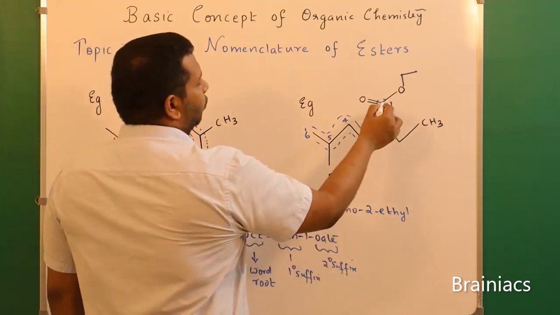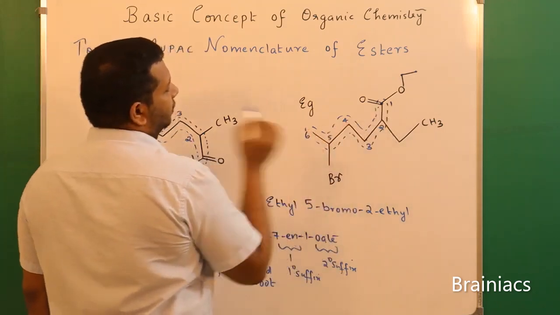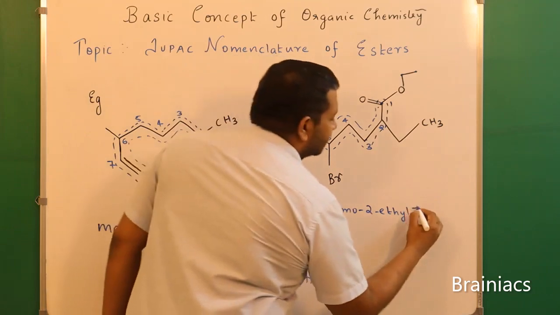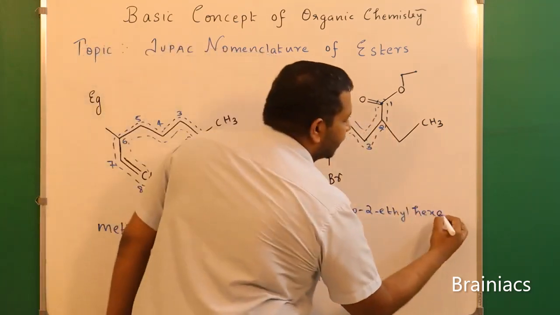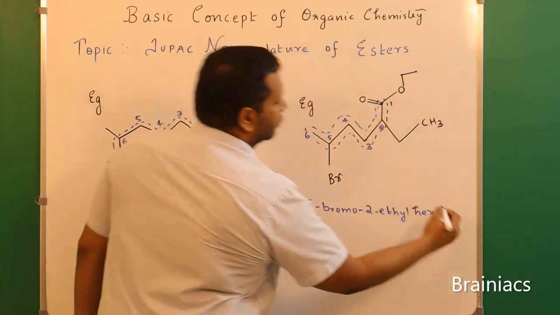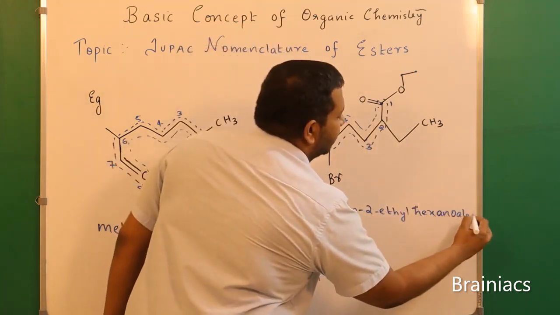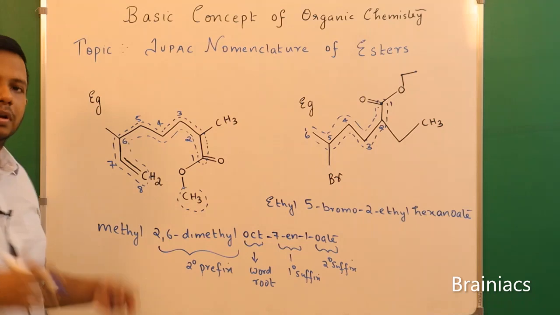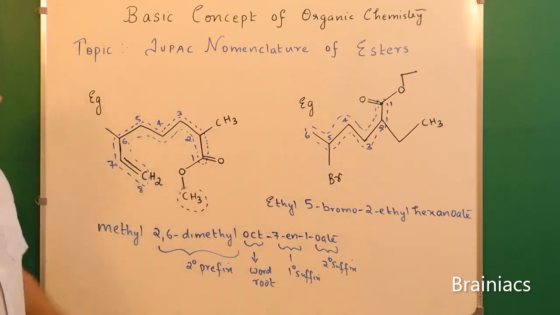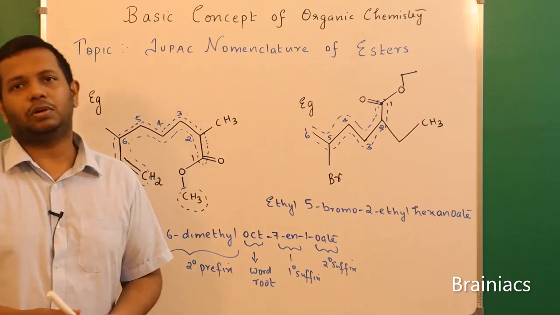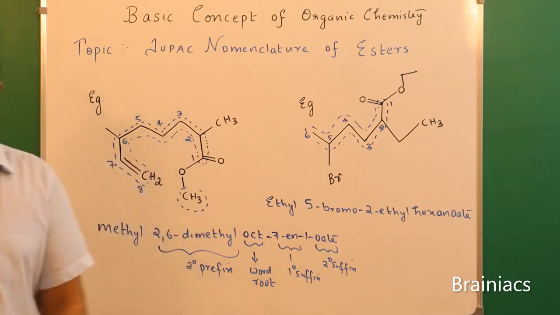Then how many carbons are there? 1, 2, 3, 4, 5, 6. So 6 means hex, correct? And all are linked through single bonds, so it is hexane. Then I can add the suffix oate, hexanoate. Either I can add hexan-1-oate or hexanoate. Both are correct. So I hope you understood the idea of how to do the naming for esters. So we will go to the next functional group.